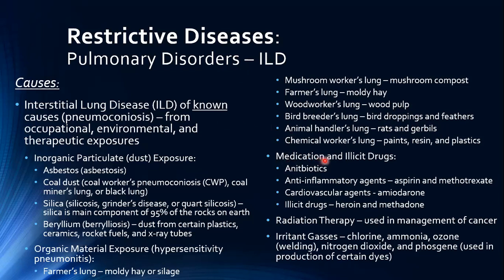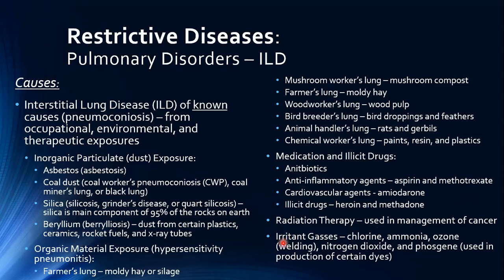Medications and illicit drugs can cause interstitial lung disease. Too many antibiotics can cause ILD. Anti-inflammatories like aspirin and methotrexate can cause ILD. Cardiovascular agents like amiodarone. We give amiodarone when the heart rate is really, really high. Somebody's heart rate is 200, we're going to give them amiodarone, try to bring it down, okay? Illicit drugs like heroin and methadone can cause ILD. Smoking weed, stuff like that, can cause interstitial lung disease, guys. Okay? Radiation therapy can cause ILD. Somebody who has a lung tumor and they're trying to treat it with radiation, that can cause ILD.